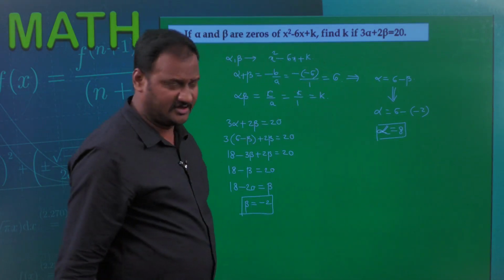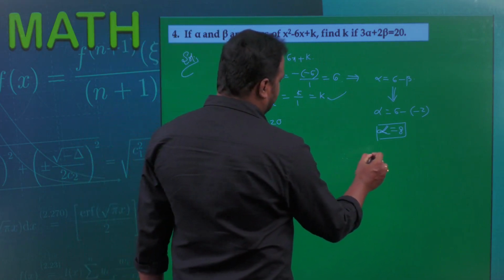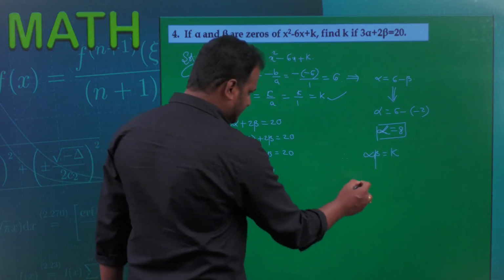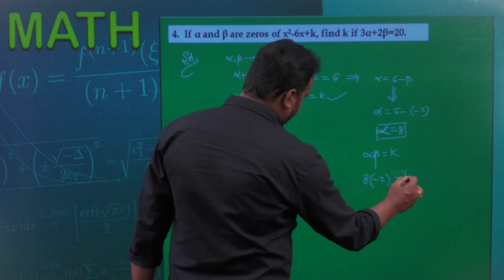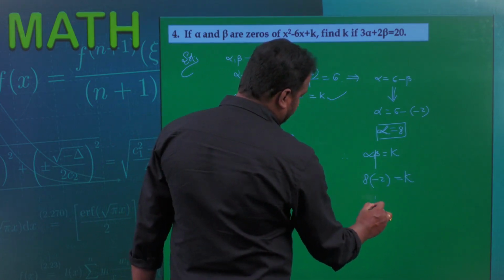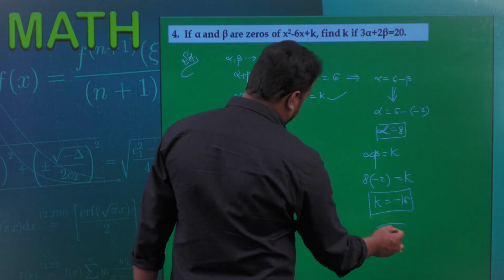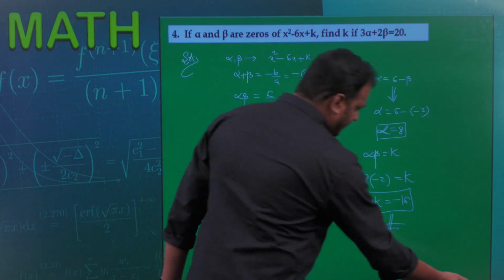So what do I want now? I want the value of k. Since alpha into beta is equal to k, the value of alpha is 8 and beta is equal to minus 2, that is equal to k. So 8 into minus 2 is equal to minus 16, which is the value of k. So this way we can answer this problem easily.